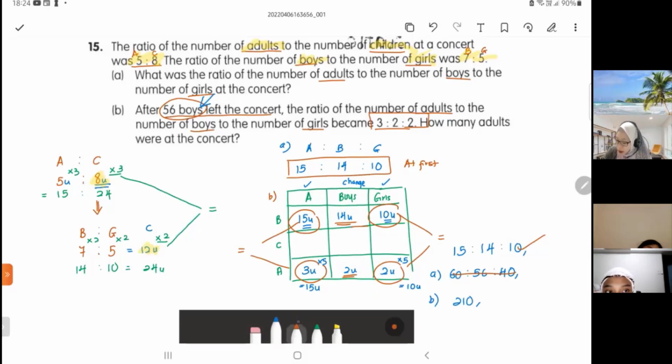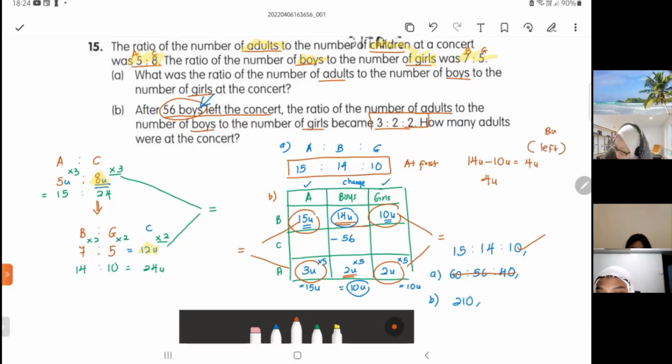Okay, now let's find the units of boys who left. 14 units minus 10 units equals to 4 units. 4 units is those who left. Who left? Boys left. 4 units is 56. 1 unit is 56 divided by 4. And I will be getting 14. How many adults were at the concert? Adults, 15 units. So 15 units will be 14 times 15. Answer is 210. This is correct.